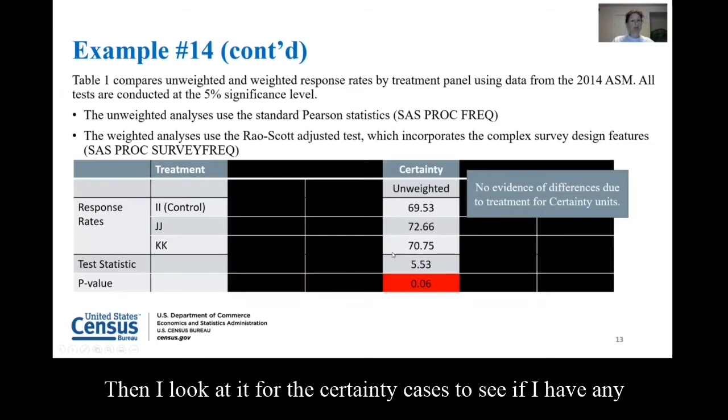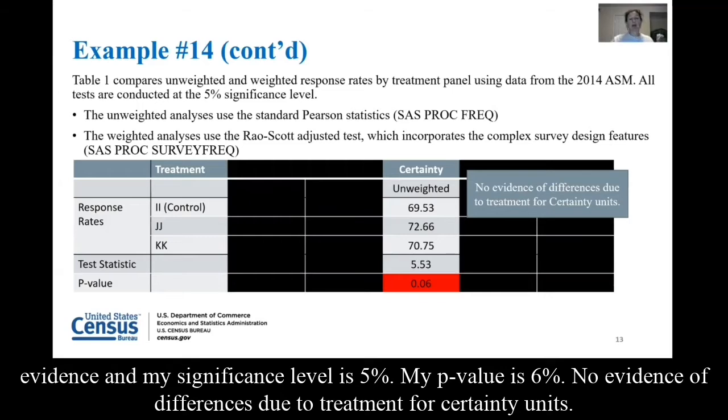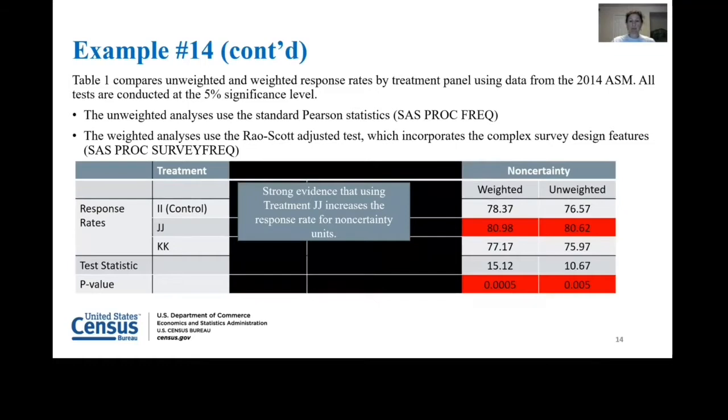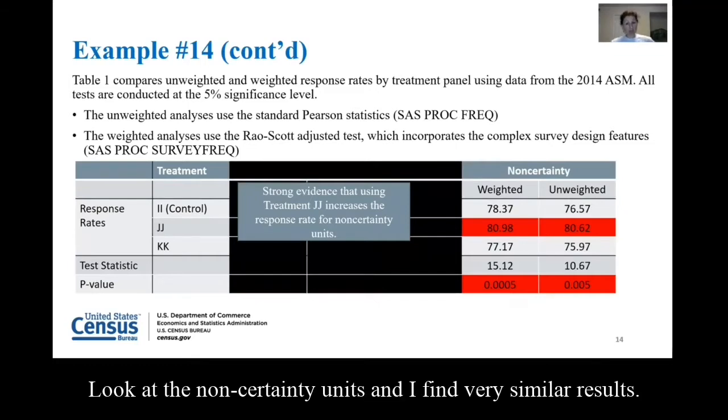Then I look at it for the certainty cases to see if I have any evidence. My significance level is 5%. My p-value is 6%. No evidence of differences due to treatment for certainty units. Now I look at the non-certainty units, and I find very similar results.